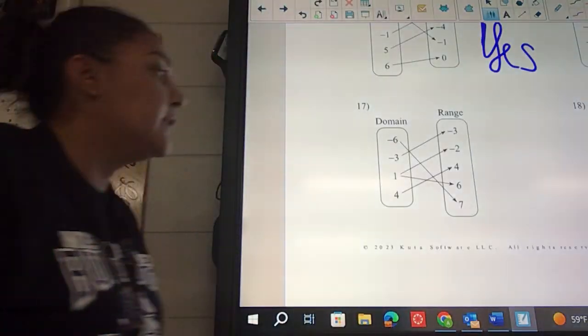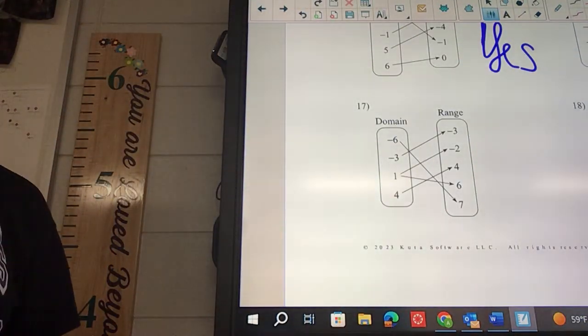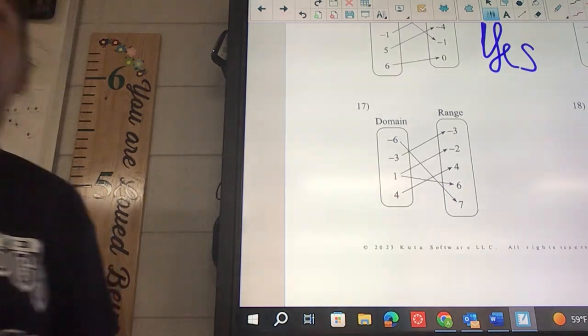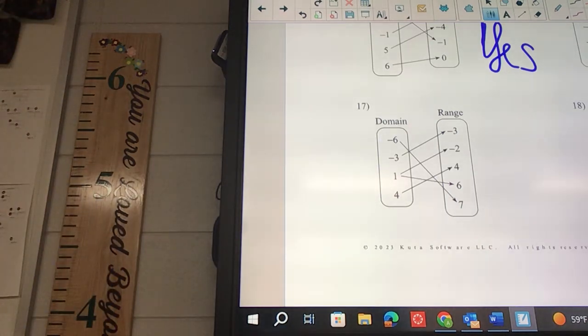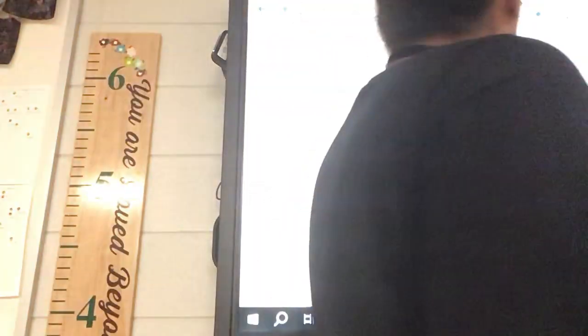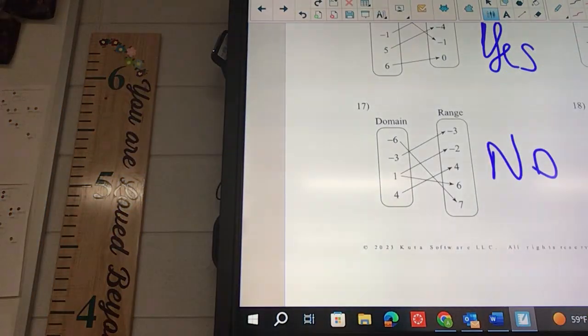17. Is this one a function? Yes. Try again. No, it's not. No, why not? Because the bars right here. Off what? Off the 1. So notice how the 1 has 2 arrows coming off the 1. Okay, so that makes it not a function. So this one is going to be no, it's not a function.